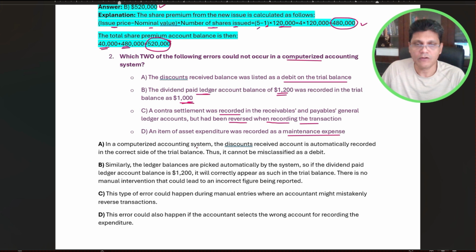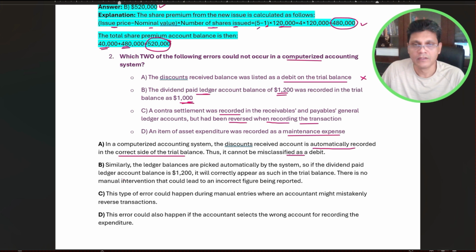In a computerized accounting system, the discount received account is automatically recorded on the correct side of the trial balance. So this cannot be misclassified as a debit balance in the trial balance. Whatever the balances in the ledger accounts will be picked automatically into the trial balance. So these kinds of errors will not happen in a computerized accounting system.